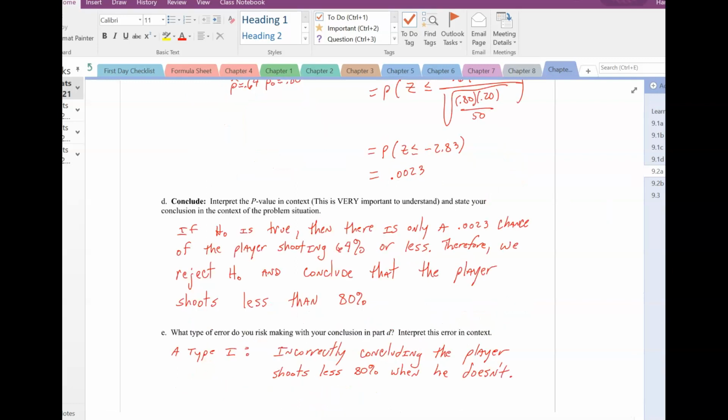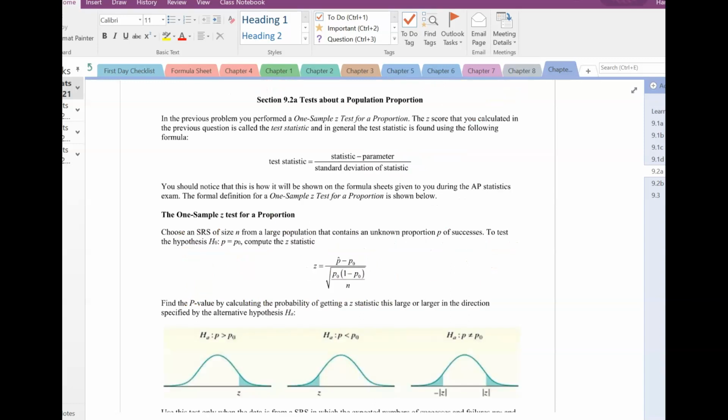Then in part E, it asks, what type of error do you risk making? Well, because we rejected the null hypothesis, we felt we had evidence to reject it, then we are risking a type 1 error. Type 1 error happens when you reject the null hypothesis even though it's true. So we risk incorrectly concluding that the player shoots less than 80% when he actually does shoot 80%.